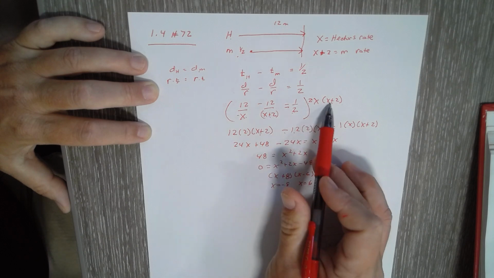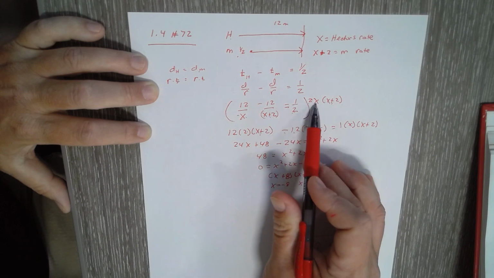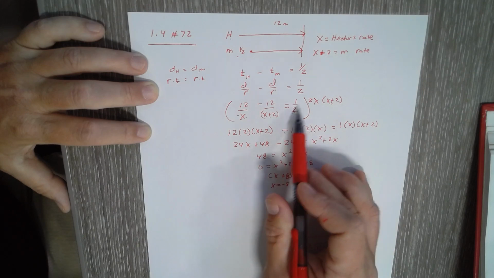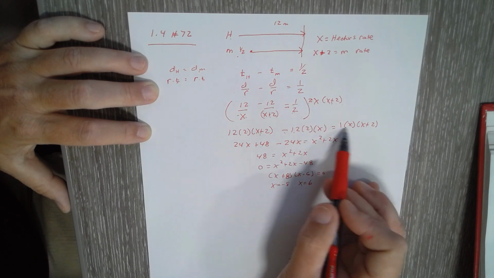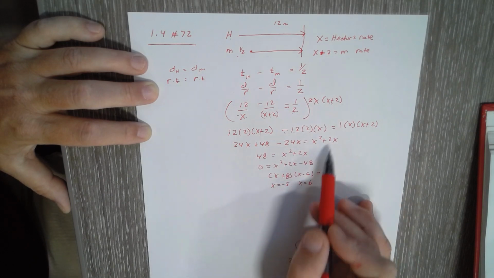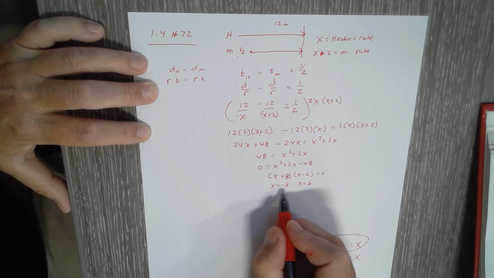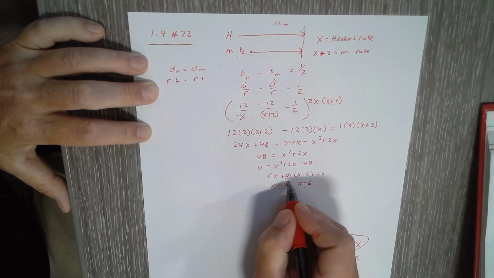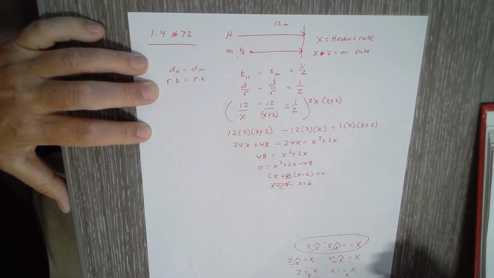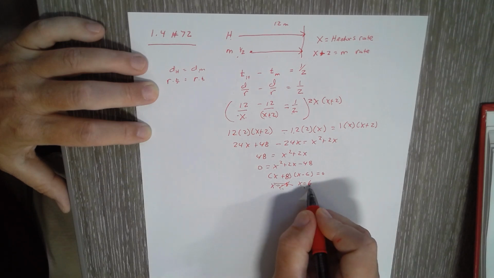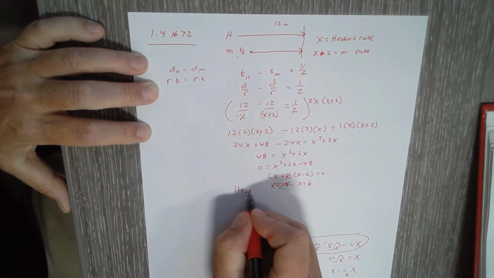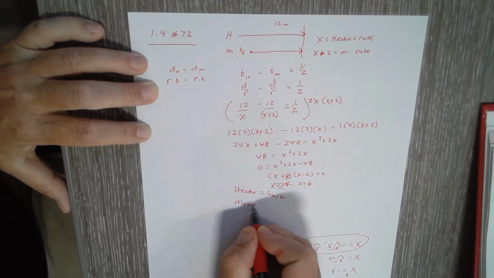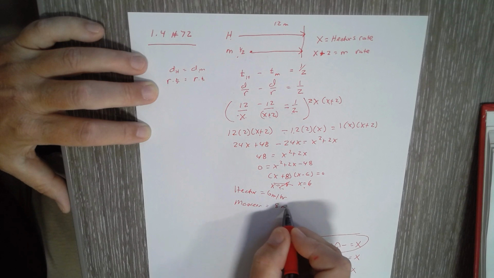On the second one, I had the negative 12. The x plus 2 canceled off, so I just multiplied it by 2x. The third one, I had the 1. The 2 canceled off, so I multiplied by x times x plus 2. Multiply them all out, get everything to one side, factor, and I get x equals negative 8 and positive 6. Now you can't have a negative rate. You could have a positive rate in a different direction, but not a negative rate. So x equals 6. So Hector's rate is 6 miles an hour, and Maureen is 8 miles an hour.